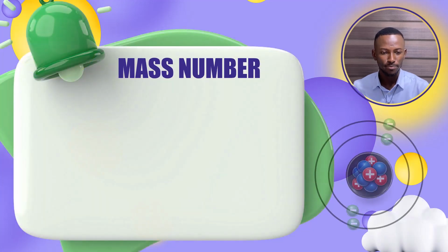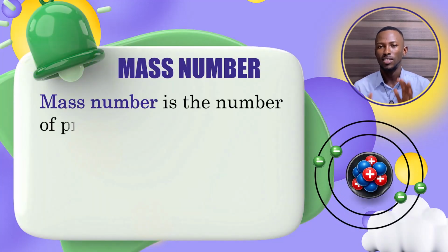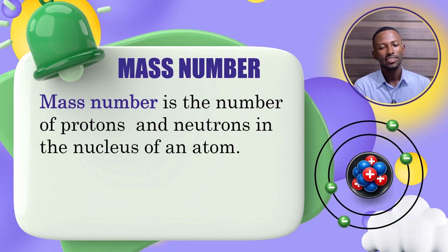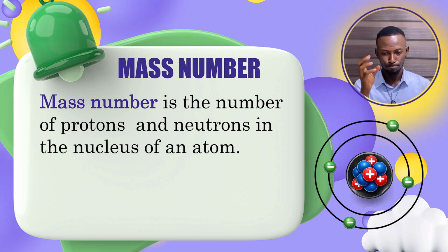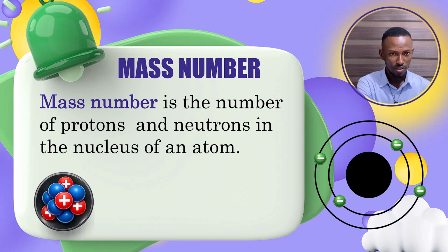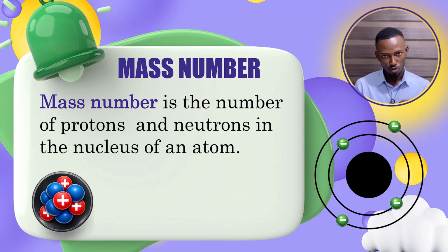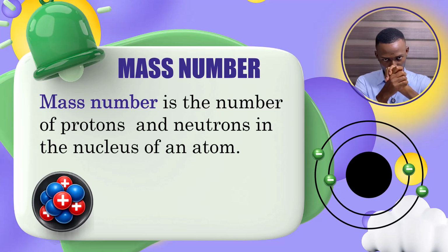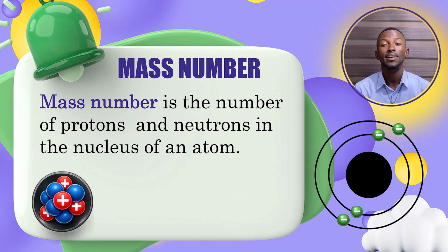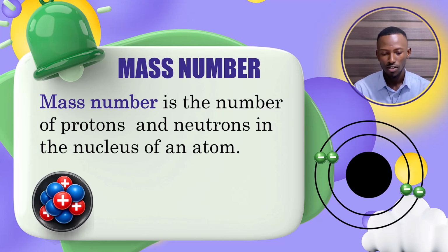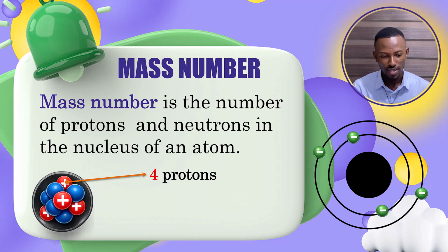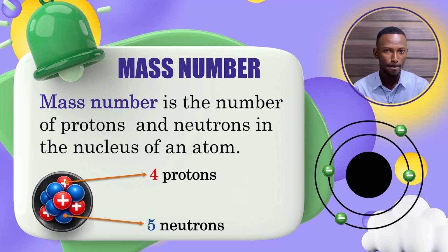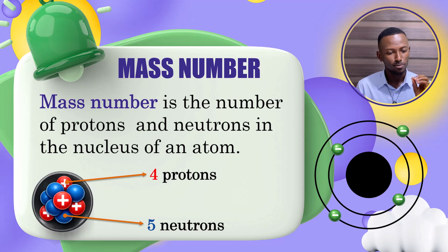So what is mass number? Basically, mass number refers to the number of protons and neutrons in the nucleus of an atom. So if you pick the nucleus of this atom, in this nucleus you have protons and neutrons. If you add the protons and neutrons together, their total is the mass number, or atomic mass. So this nucleus has 4 protons, which are the reds, and how many neutrons? 5 neutrons here. The reds are 4 and the blues are 5.